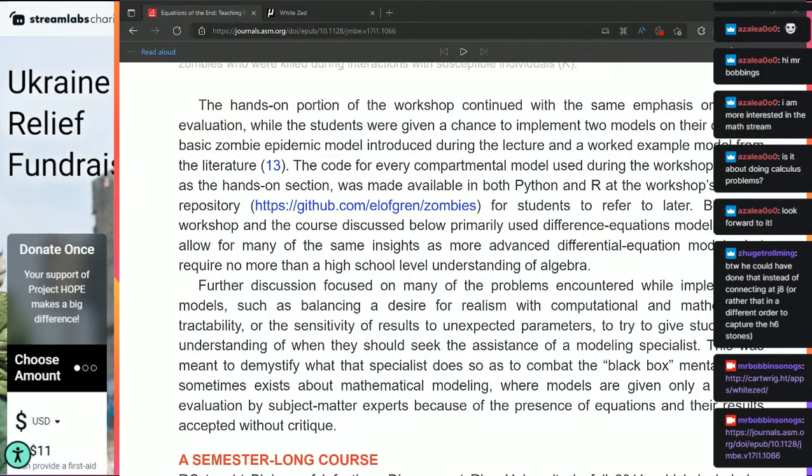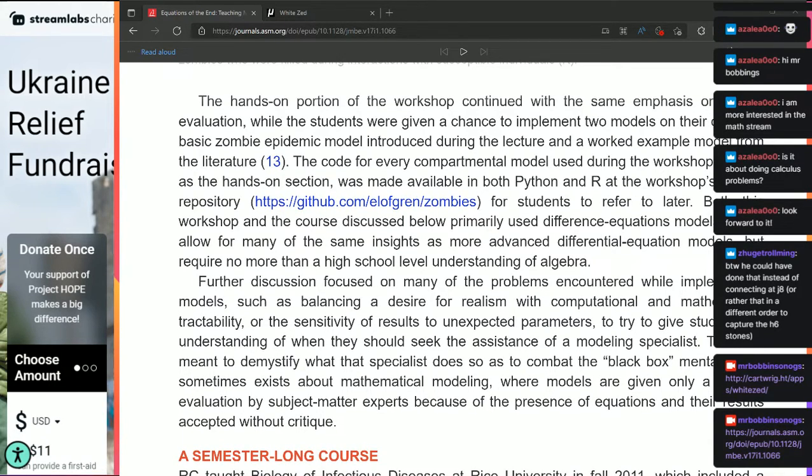So the hands-on portion of the workshop continued with the same emphasis on critical evaluation, while the students were given a chance to implement 2 models on their own: the basic zombie epidemic model introduced during the lecture, and a worked example model from the literature. The code for every compartmental model used during the workshop, as well as the hands-on section, was made available in Python and is at the workshop's GitHub repository.